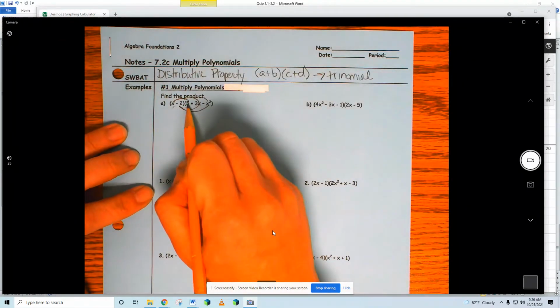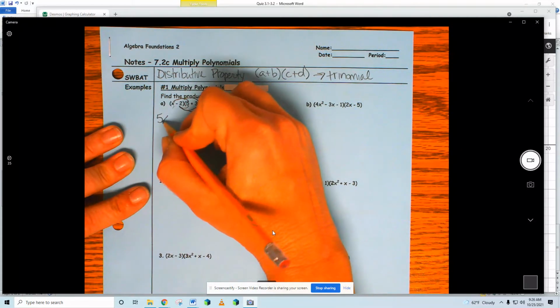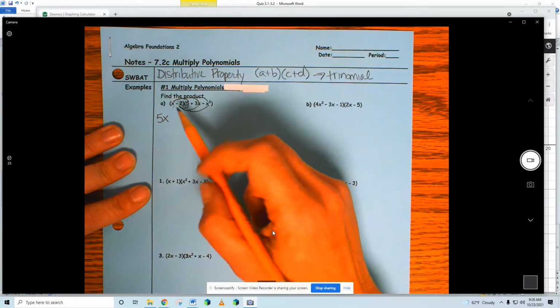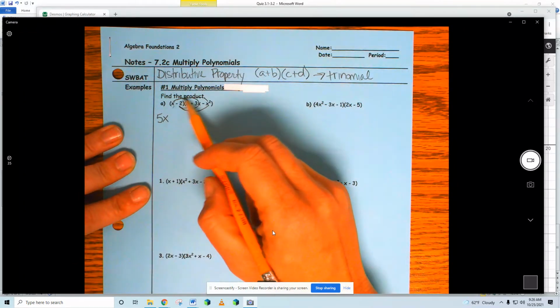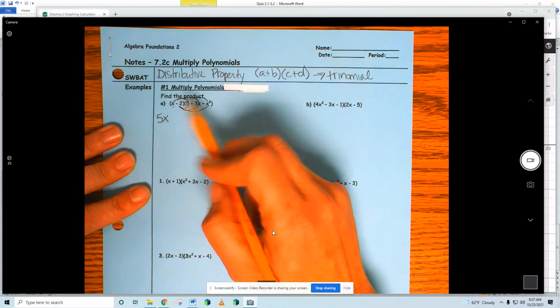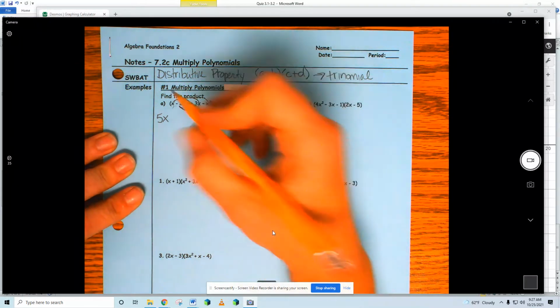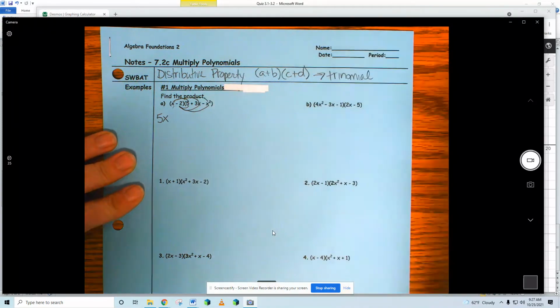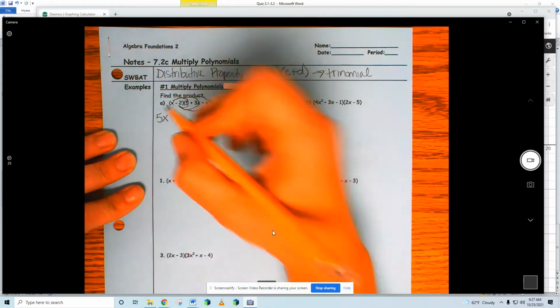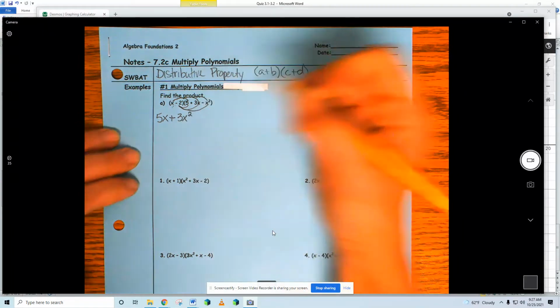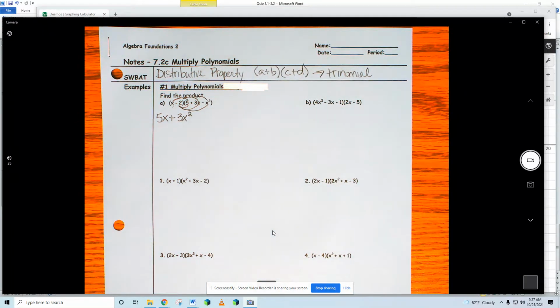X times 5 is what? 5x. Then I go to the x times the 3x, my second curve. X times 3x is 3x squared. Now, it's a positive 3x squared, so I'm going to put plus 3x squared, because positive and plus sign mean the same thing.